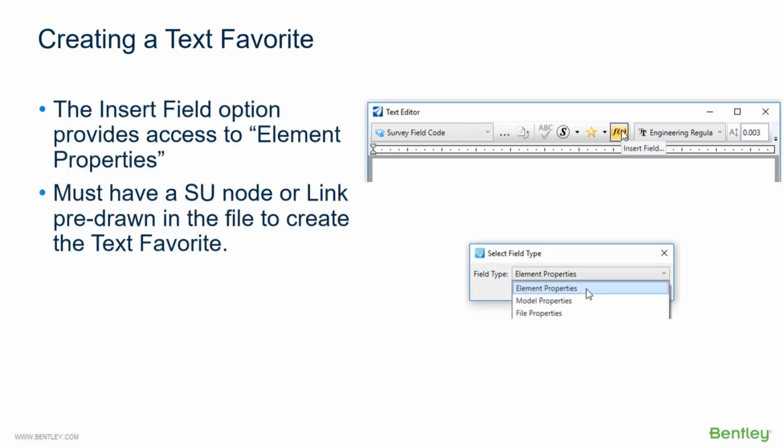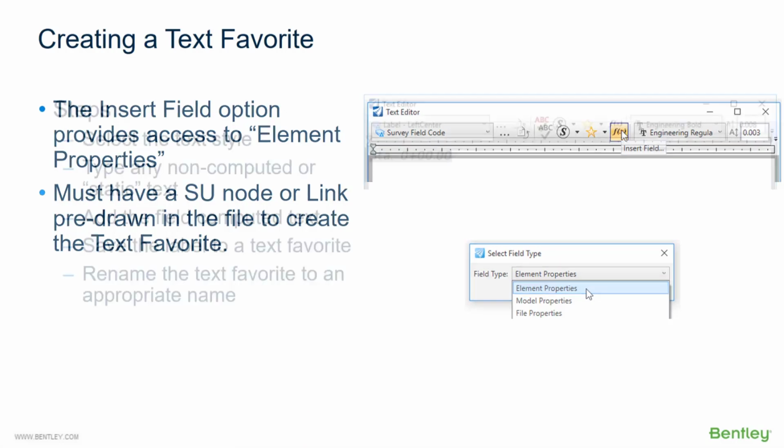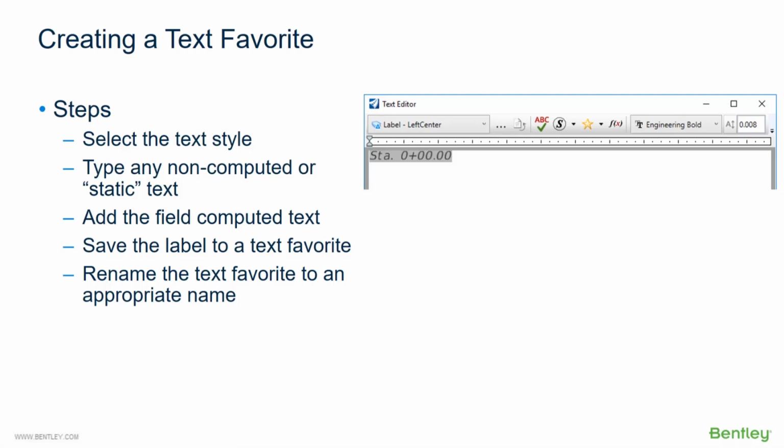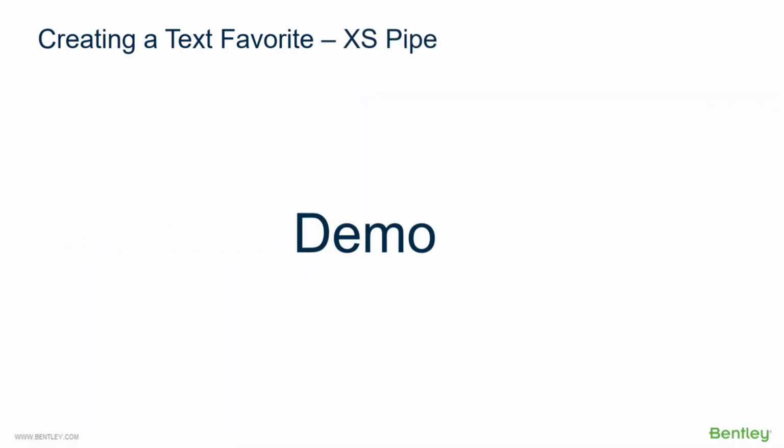The insert field option shown here provides access to the element properties. You must have a subsurface utility node or link pre-drawn in the file to create the text favorite. So the steps are as follows. You want to select your text style, type any non-computed or static text like a prefix field, add the field computed text, save the label to a text favorite, and then rename the text favorite to an appropriate name. So let's take a look at a demo here for creating a text favorite for a link or a pipe.